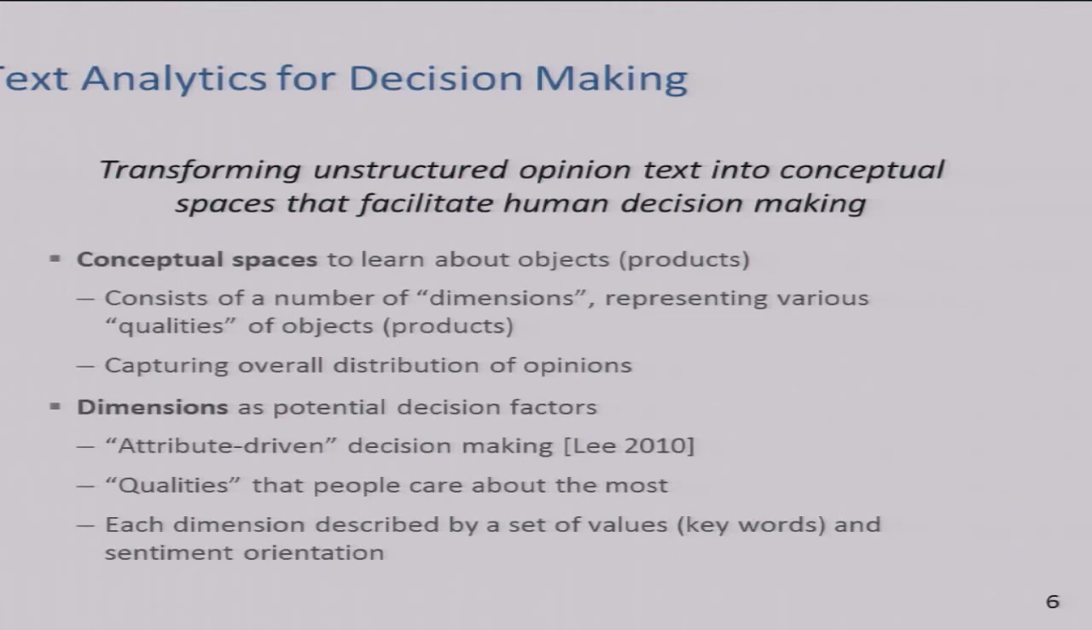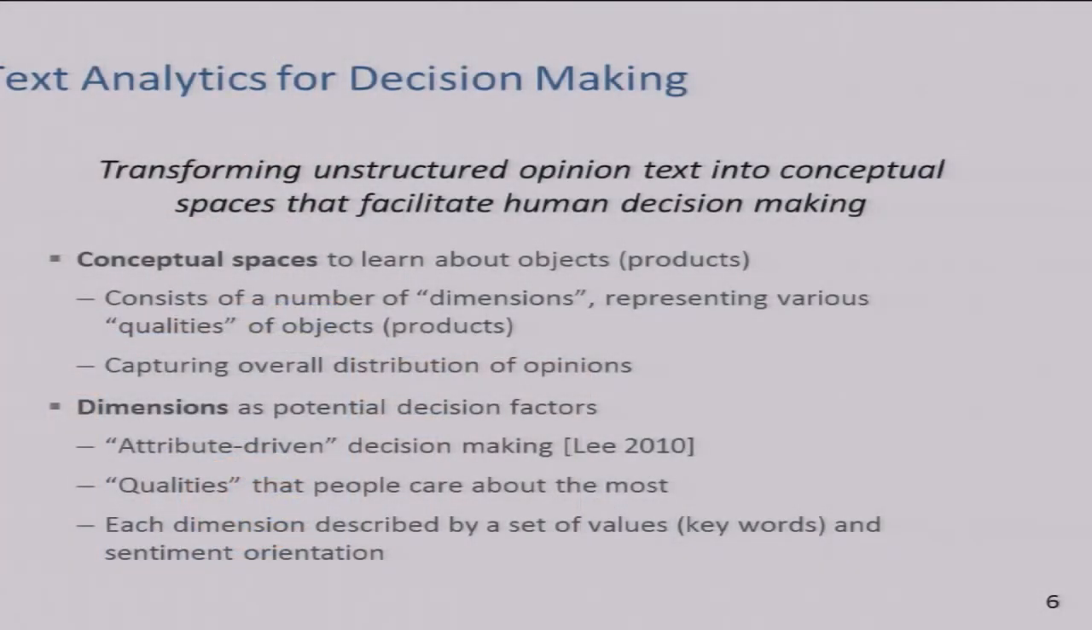So the technical goal here is how can we transform the unstructured opinion text into what we call the structured conceptual spaces that facilitate a person's decision-making processes. Thanks to my colleague Hua Hai, who has a psychology background, we found that from a cognitive psychology point of view, people use conceptual spaces to learn about concepts and objects. Each conceptual space consists of a number of dimensions which represent the qualities of objects.